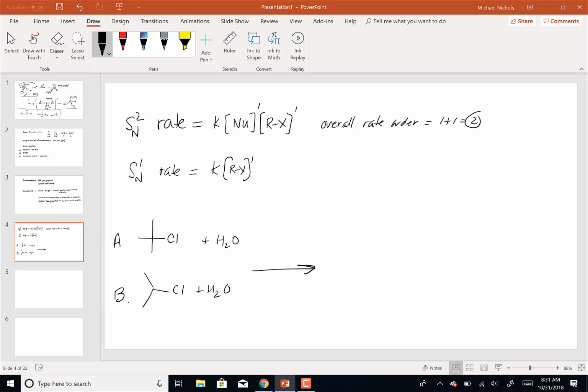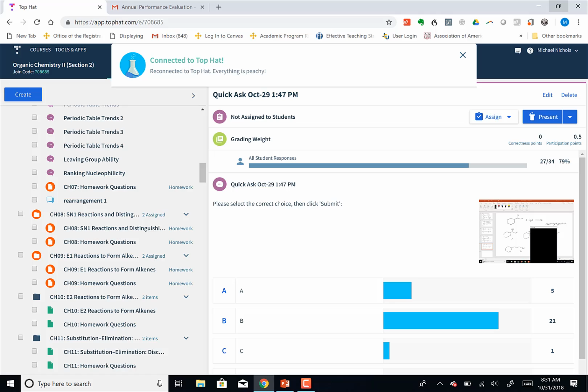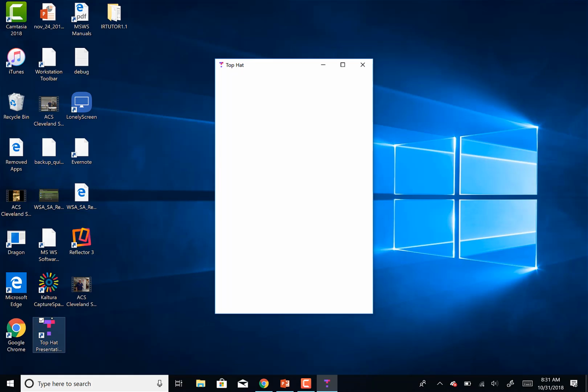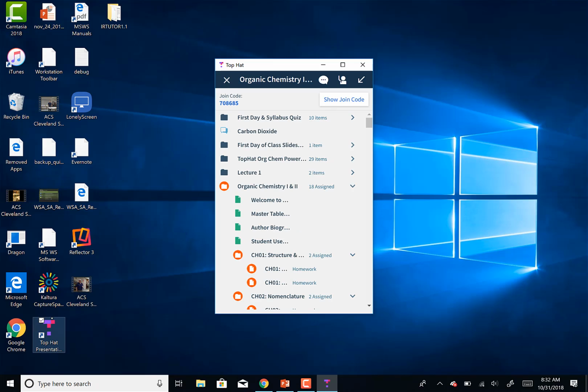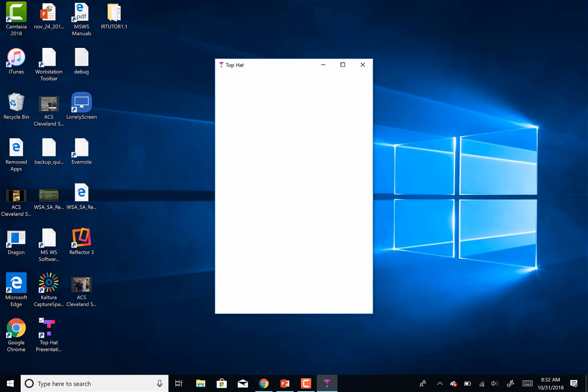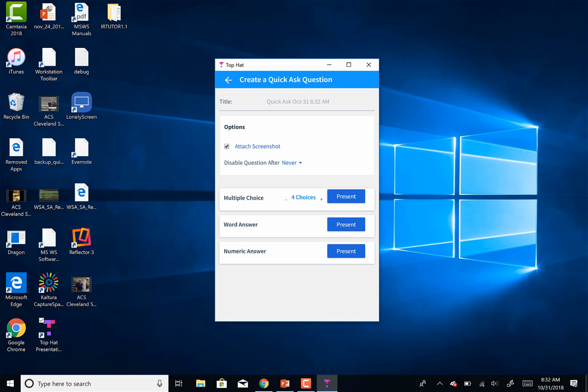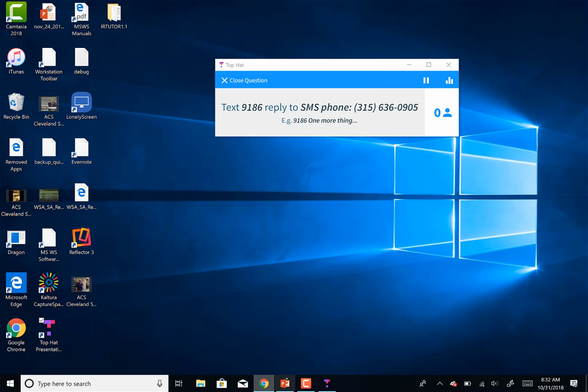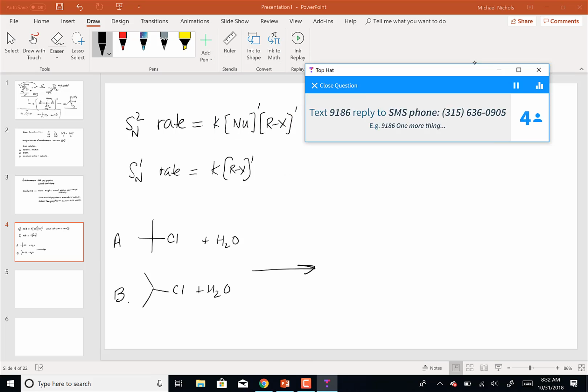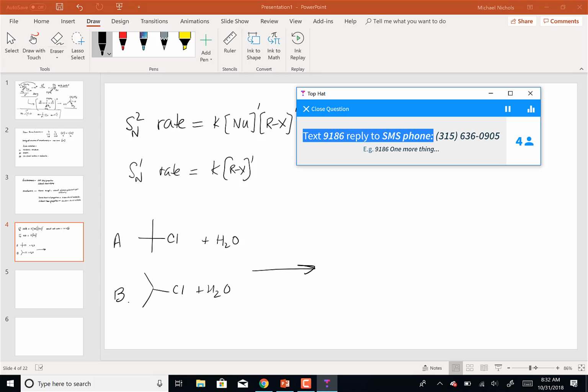Which reaction goes fastest? A or B? Now let's do this. The question is, which one's going to go faster, A, B, or if they go at the same rate, C? Once I get the right class in here. So which one's faster, A or B, or they're the same rate, C?